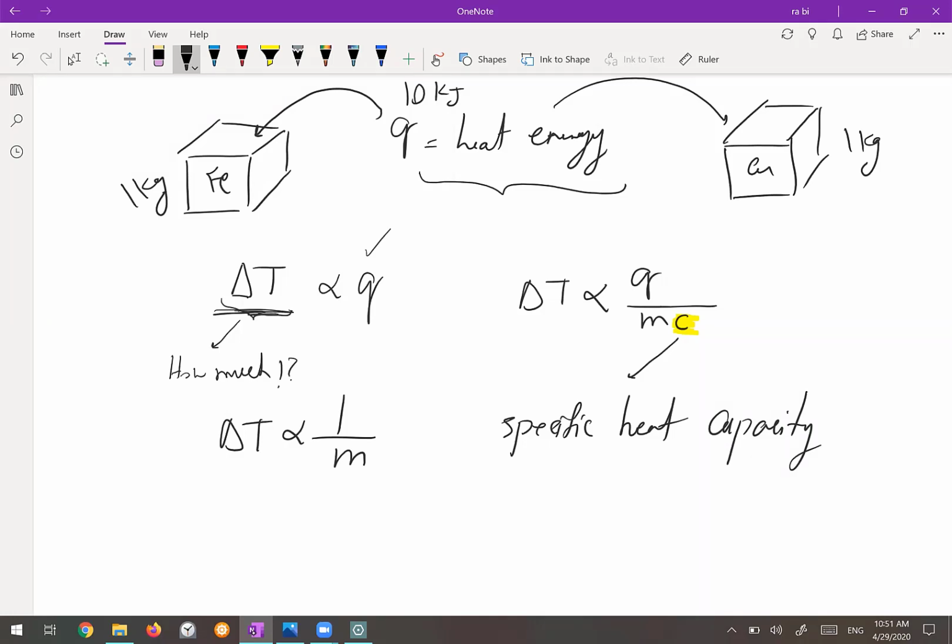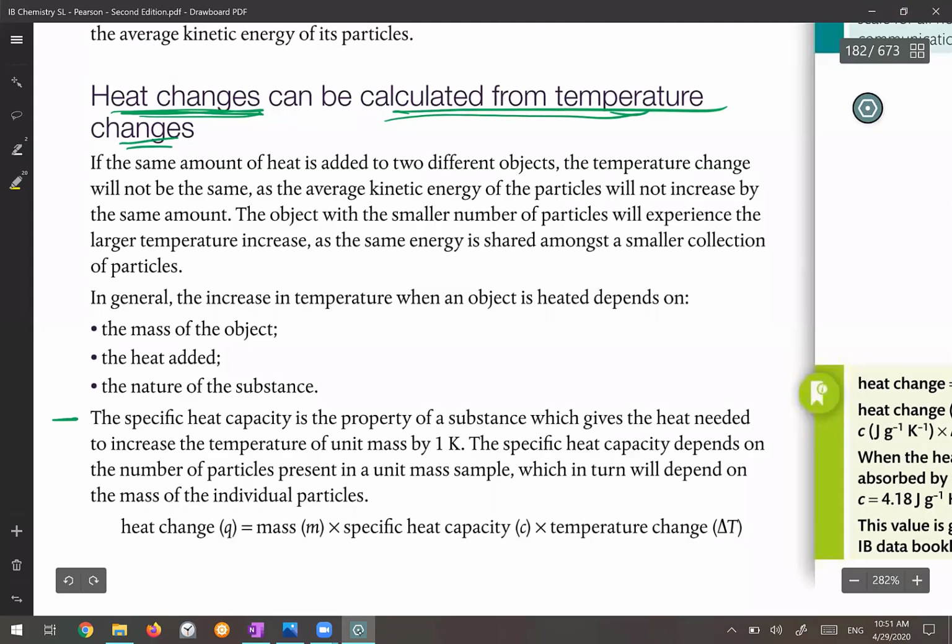But what is the definition of specific heat capacity? The specific heat capacity is a property of a substance, so it depends on the type of the substance. The specific heat capacity of iron is different from that of copper, and different from that of water. It gives the heat needed to increase the temperature of a unit mass by 1 Kelvin. For example, with a unit mass of 1 gram, the specific heat capacity of any substance is the amount of heat needed to increase the temperature of 1 gram of it by 1 Kelvin.